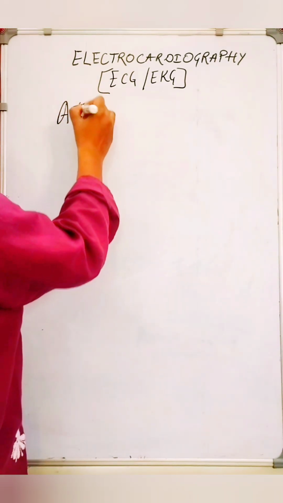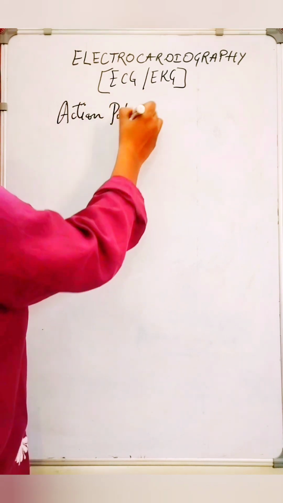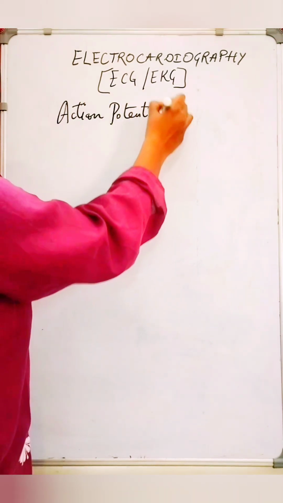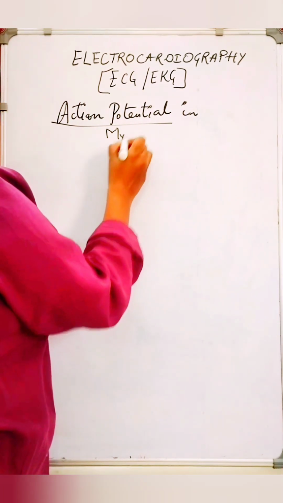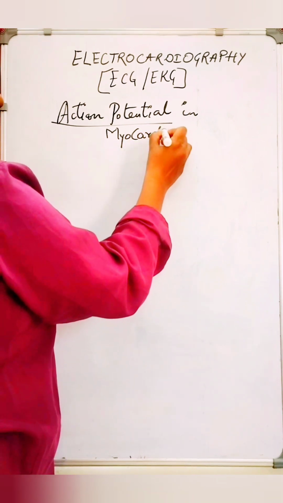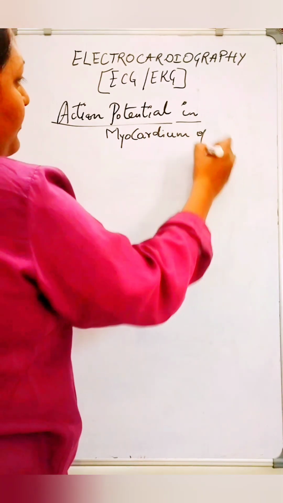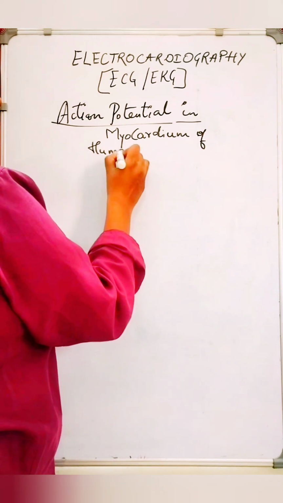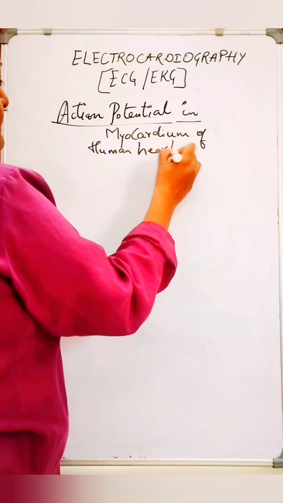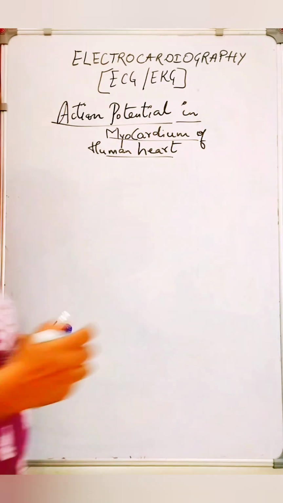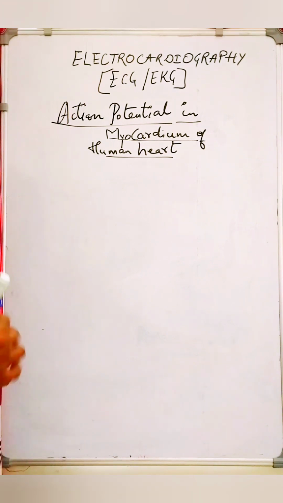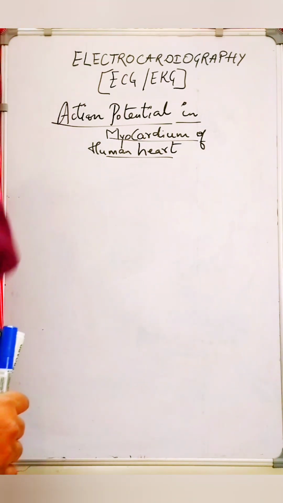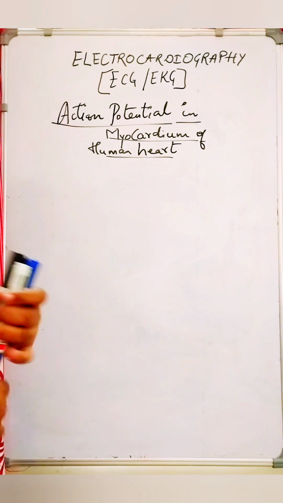So, coming to the action potential in the myocardium of the human heart. No doubt action potential occurs everywhere. These are nothing but the membranal electric impulses or membranal exchange of charges.